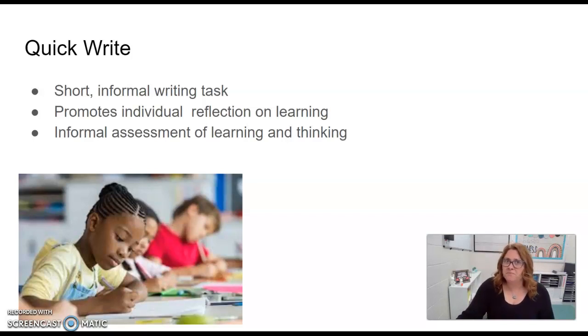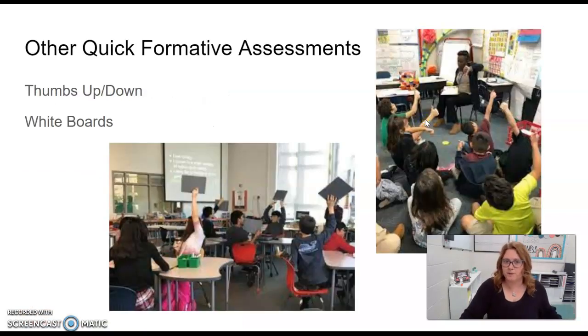You can give them 3 minutes, 5 minutes, and ask them to write to a certain idea that they talked about during the text that day. But all students are writing, not just 1 or 2 responding orally. Other things that we build in may be things like thumbs up and thumbs down. We do a lot of that during our vocabulary lessons. Or whiteboards, if the written response is short, they can write it and everybody show it for that quick informal assessment for you.